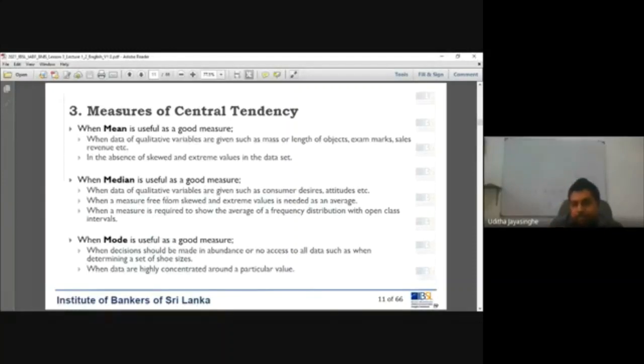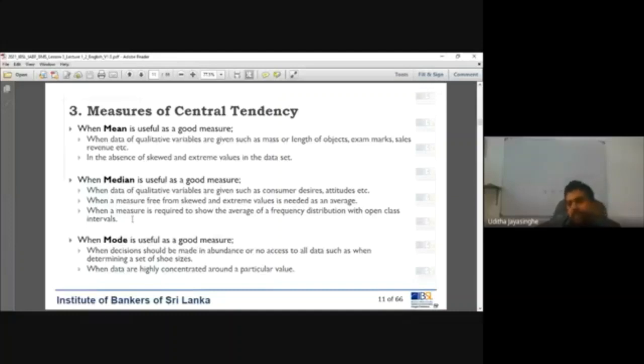Second point, when a measure free from skewed and extreme values is needed as an average. In our same example, now when you have an extreme value and when you still need a representer, median could be a good number to represent. Third, when a measure is required to show the average of a frequency distribution with open class intervals. It's open class discussion, the same point that we discuss again and again.